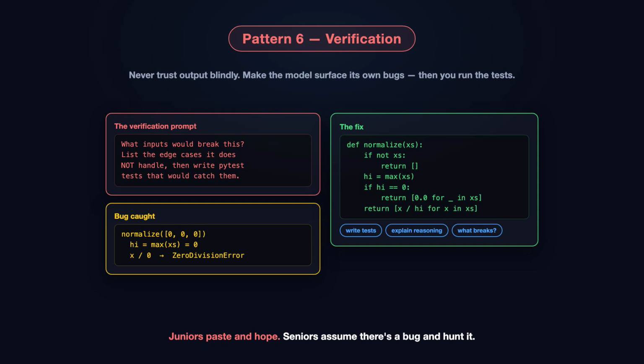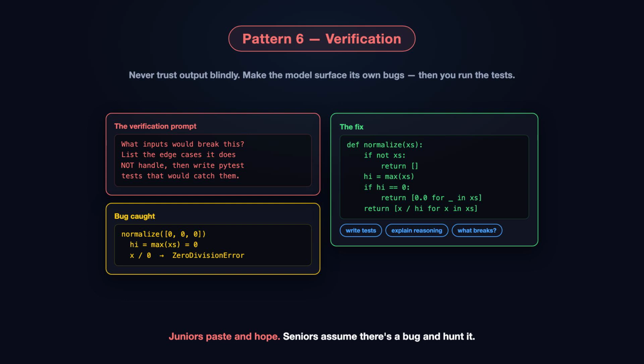Take our normalize function from a moment ago. Instead of shipping it, I ask, what inputs would break this function? List the edge cases it does not handle, then write PyTest tests that would catch them. And it finds the bug that was hiding in plain sight. If every number in the list is 0, then the max is 0, and dividing by that max is a division by 0. It crashes.